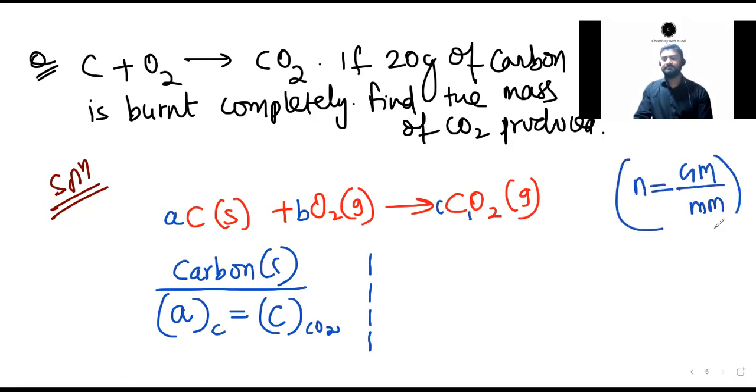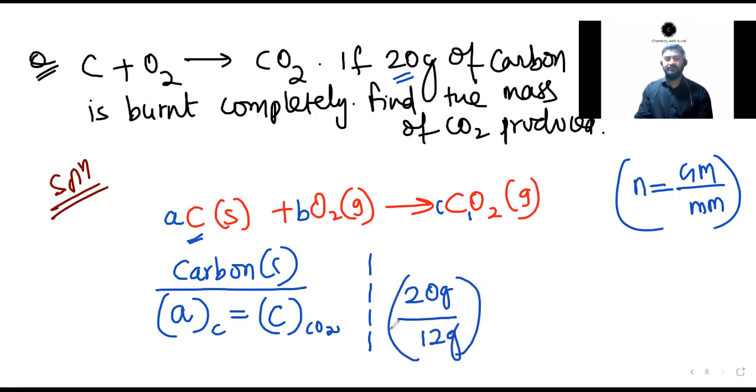Now, how many moles of carbon do we have? We have been given 20 grams of carbon, so 20 grams by the molar mass of carbon. What's the molar mass of carbon? 12. So 20 by 12, this is what I've done. I found the moles A because of carbon. On the right hand side, we have moles of carbon because of CO2.